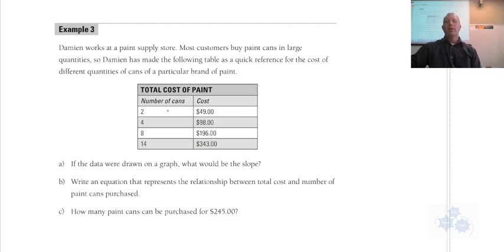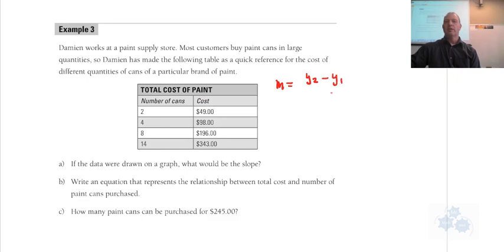Okay, now we aren't given that 0 cans is $0. Can we assume that? Yeah. Probably, if it's just cans, right? But how do we find the slope if we're not given 0, 0? Remember, this is slope, right?